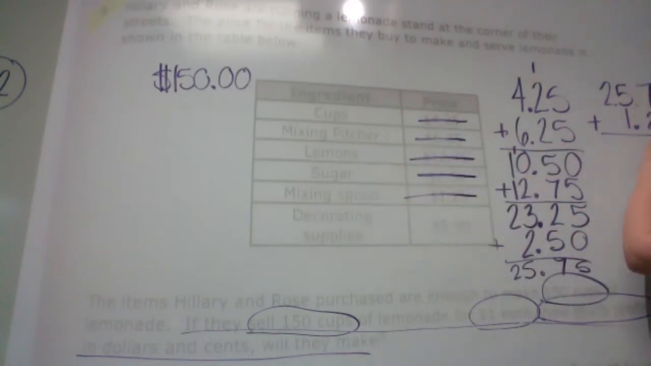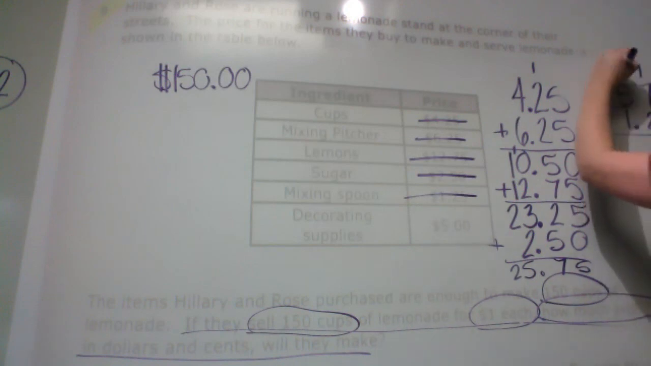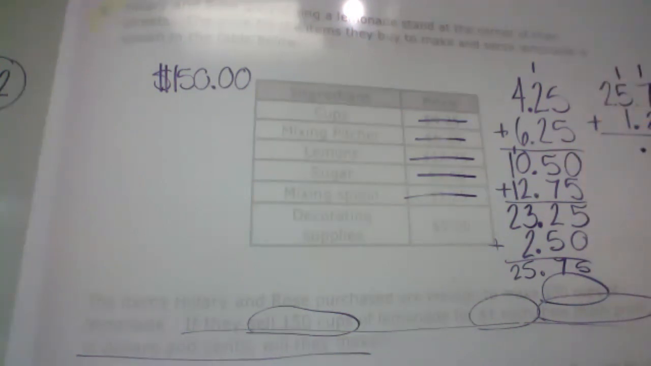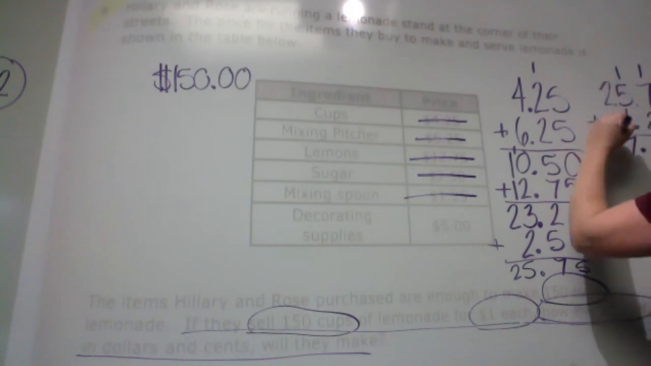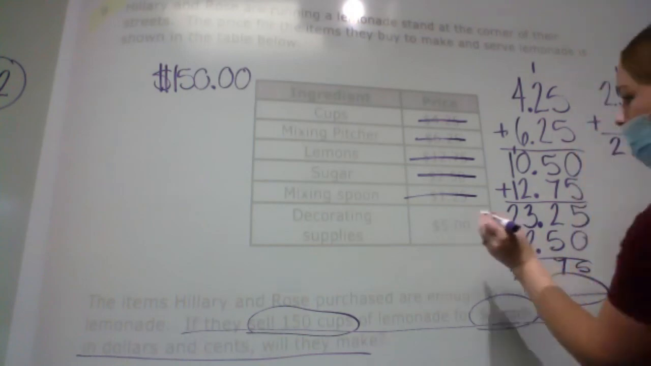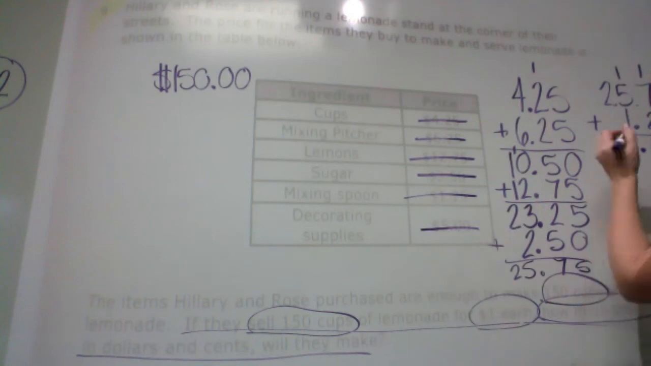So 5 plus 5 is what, y'all? 10. Carry the 1. 7 plus 1 plus 2 is 10. And then carry the 1. Got my decimal point. What's 5 plus 1 plus 1? 7. And then just bring down the 2. Okay, now my last one to add on is $5. Well, that's pretty easy to just add up.